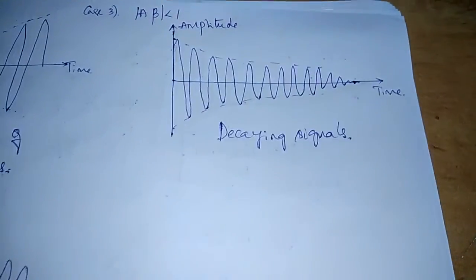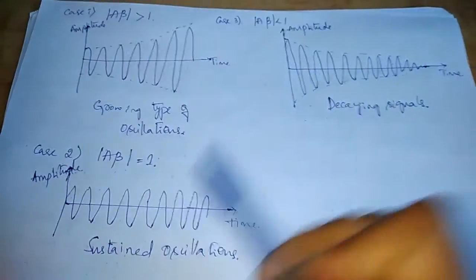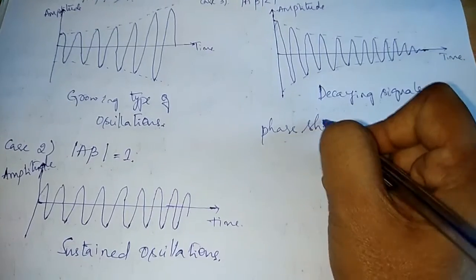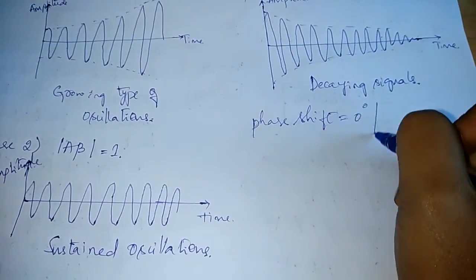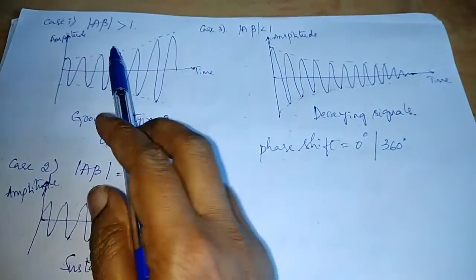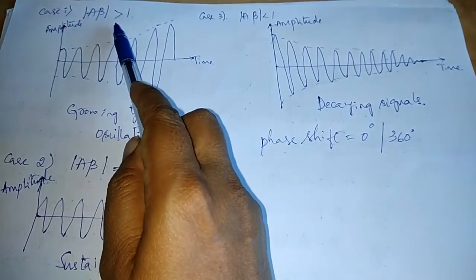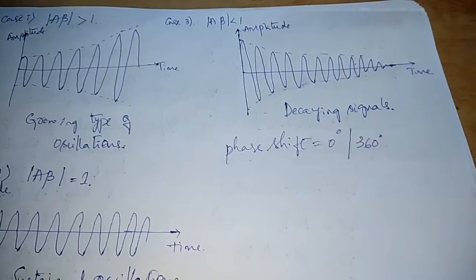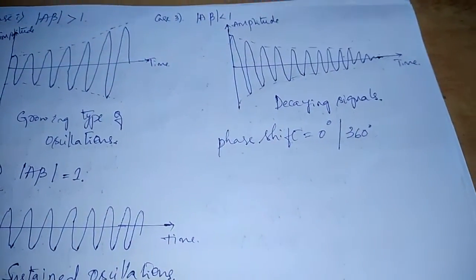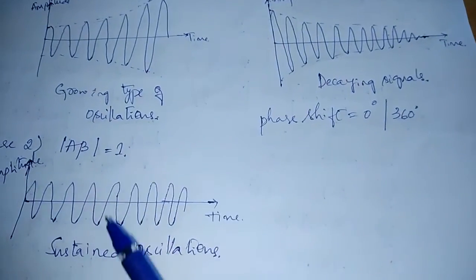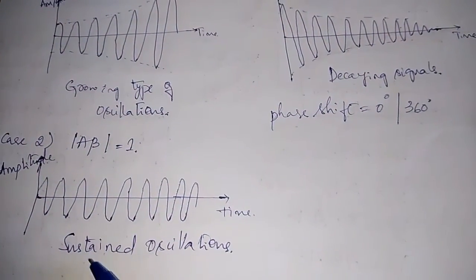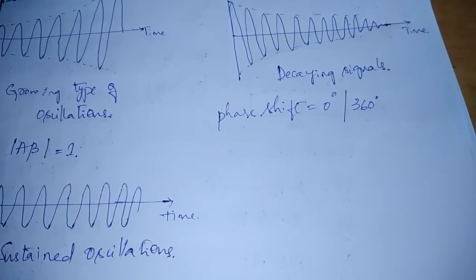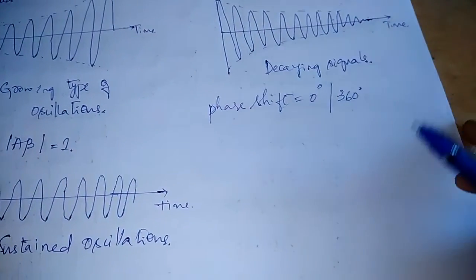For all these cases we have the phase shift equal to either 0 degree or 360 degree. But when A beta varies: when A beta is greater than 1, we get growing oscillations. When A beta is less than 1, we get decaying oscillations. Only when A beta is equal to 1 we get sustained oscillation, with constant frequency and constant amplitude. So these are the different cases for the variation in A beta.